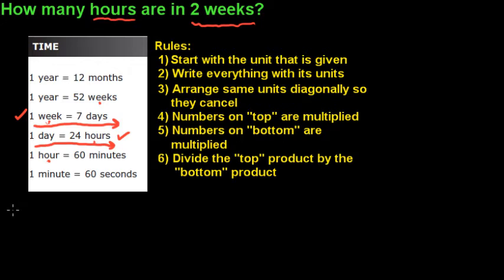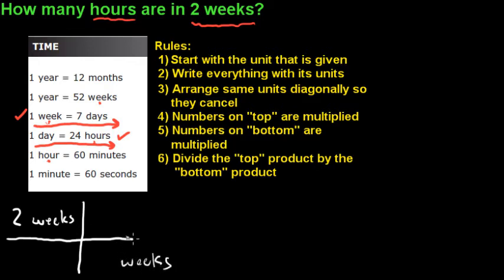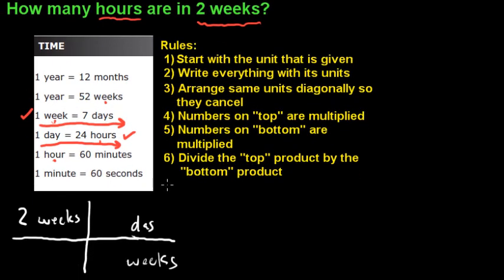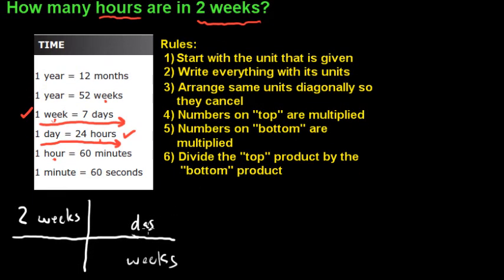Let's see, we're starting with 2 weeks, so we're going to write 2 weeks. Okay. And we're going to do a little picket fence here. Start it off. Remember, weeks goes diagonal, so we're going to write weeks down here. That way they can cancel weeks out. So let's look at our chart here. We're going from weeks to days. So we're going to write days up here. Okay. Weeks to days.